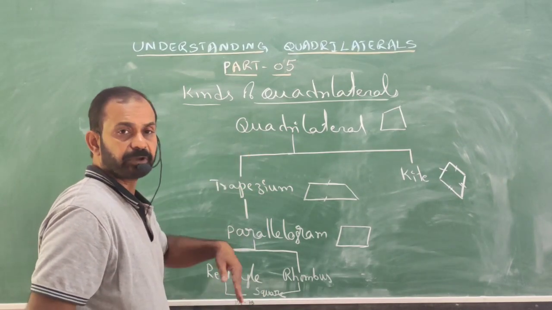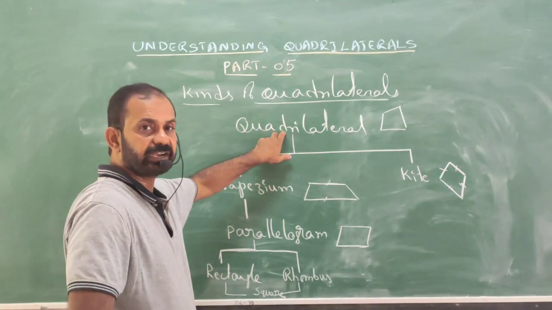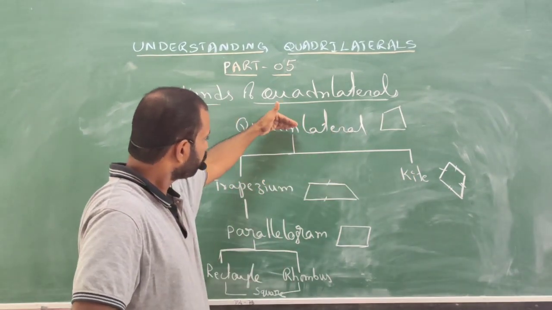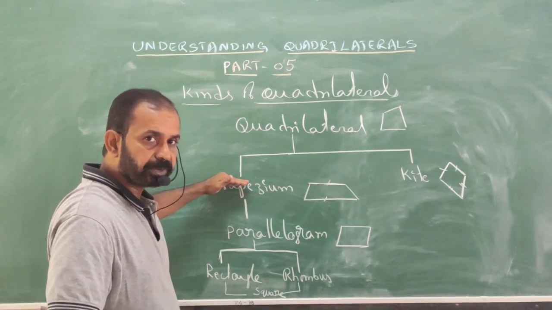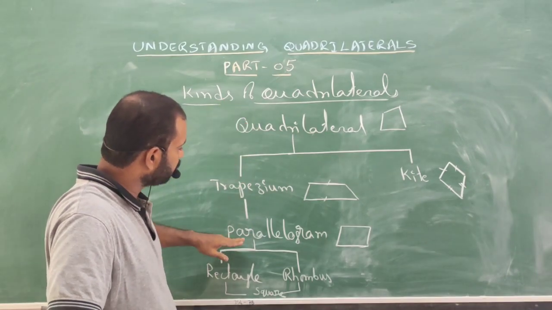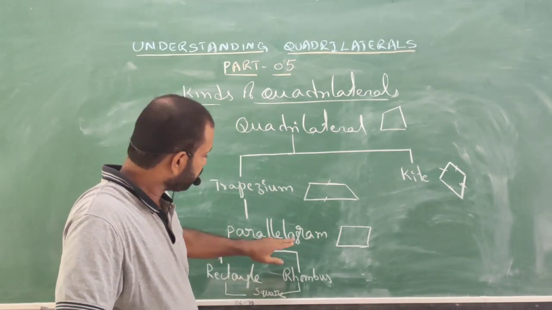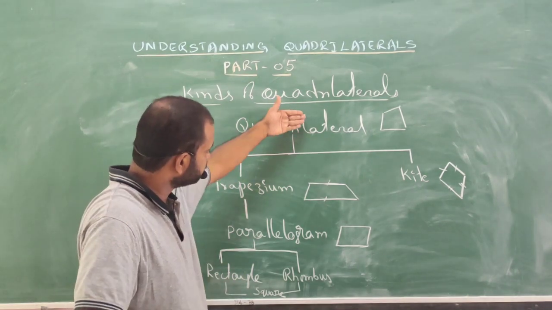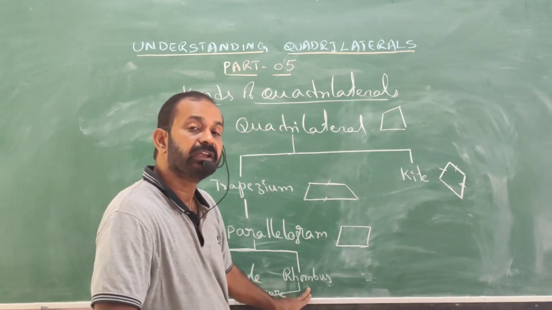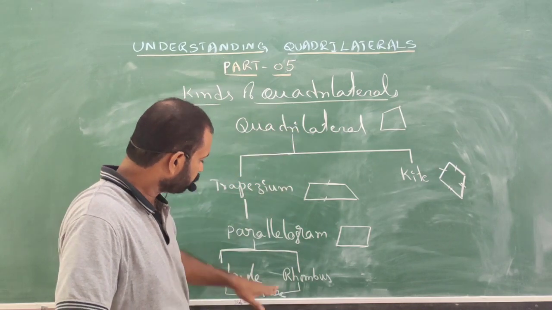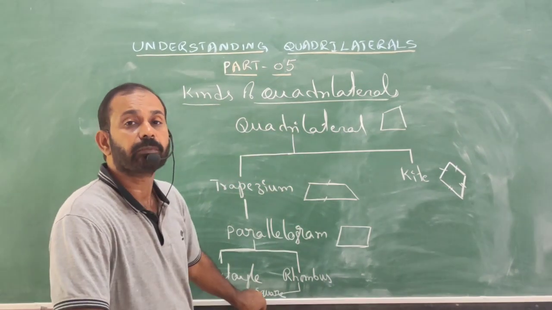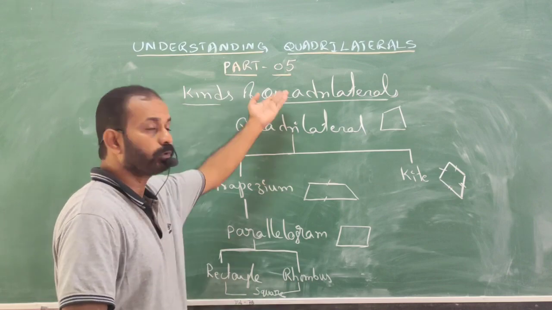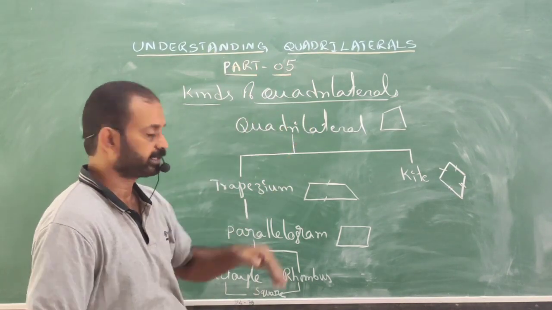Now when you come here, all quadrilaterals need not be kites. All quadrilaterals need not be trapeziums. All quadrilaterals need not be parallelograms. All quadrilaterals need not be rectangles. All quadrilaterals need not be rhombus. All quadrilaterals need not be squares. But when you come from down to up, all are correct.